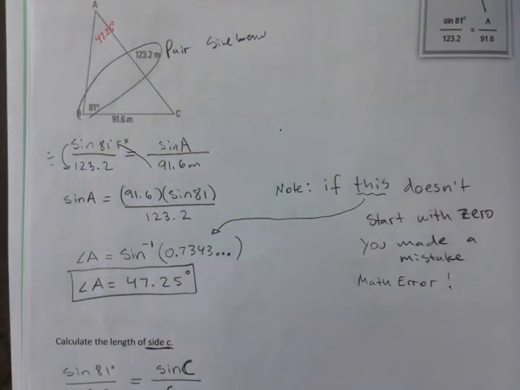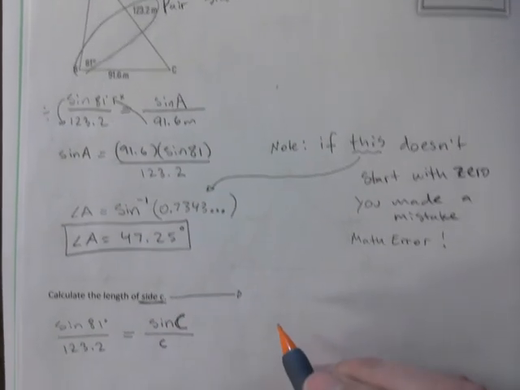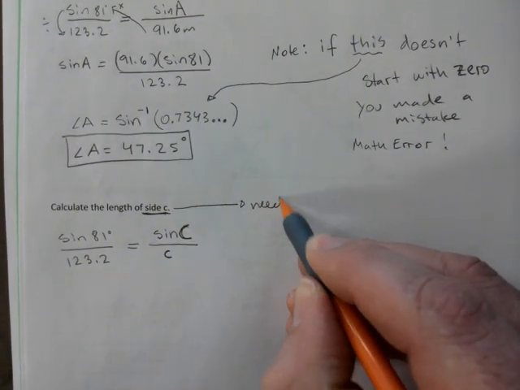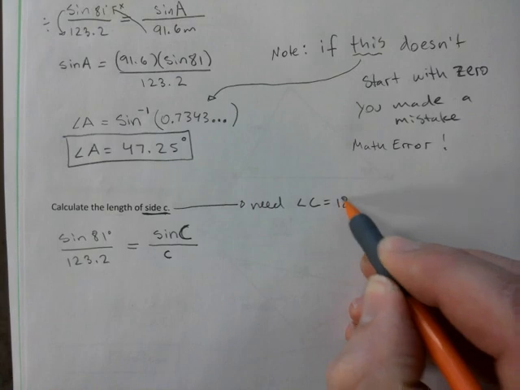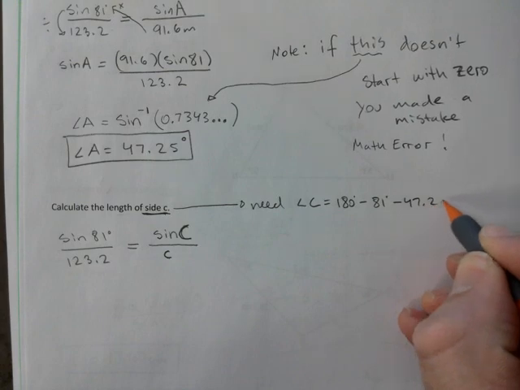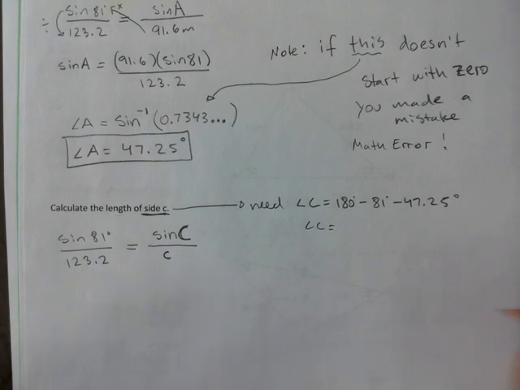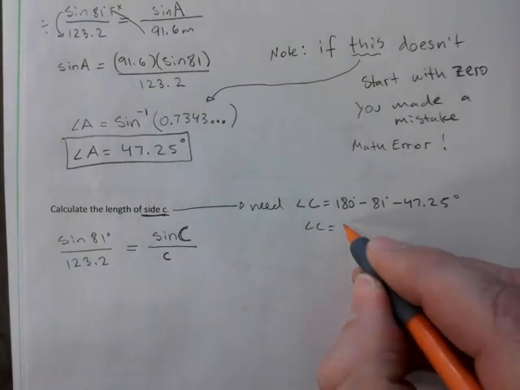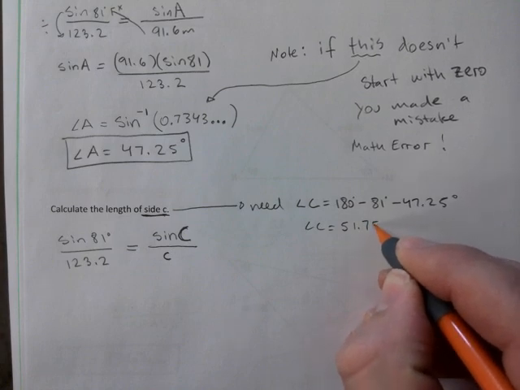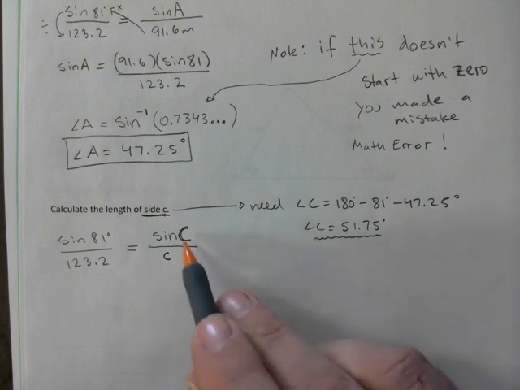So easy to find C, easy. I will put an arrow to the side and just say need angle C, which is found by going 180 minus 81, minus 47.25. Angle C is, off on my notes here, 51.75. This is important. I'm going to underline that. It's going to come in here.